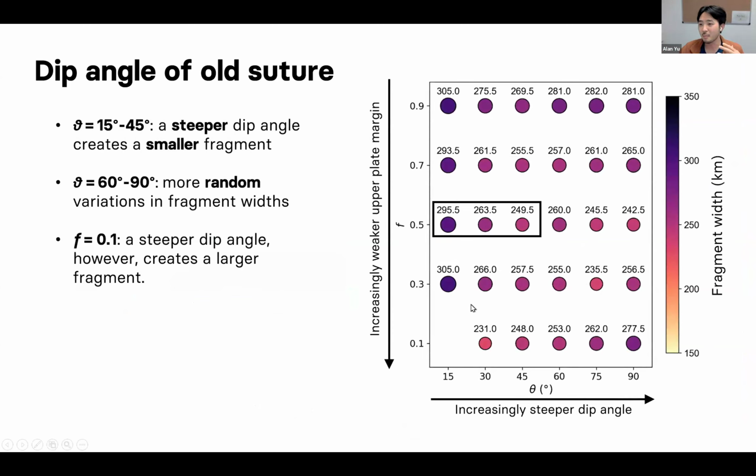We then run more than just the 3 models, and we evaluated the tectonic influence when we increase the dip angle and when we increase or decrease the strength of the upper plane margin to see their tectonic response. Though between 15 to 45 degrees of dip angle, we can create a smaller fragment as we increase the dip angle. Between 60 degrees of dip and 90 degrees of dip, we can see that there's no clear trend. And also, when we make the upper plane margin extremely weak, we can also see a reverse trend in which if we increase the dip angle, you create a bigger fragment.